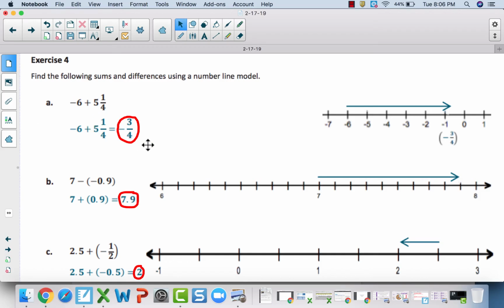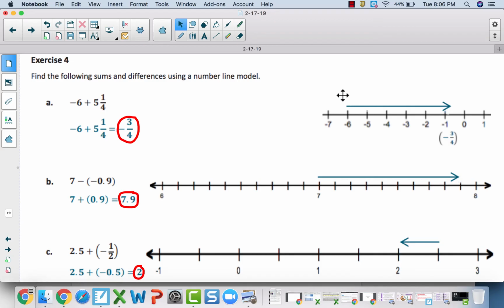Now, A, you should have got -3 1/4. I know that my answer is negative because my negative is further from 0 than my positive here. And really, you subtract. Now, on a number line, you would start at -6 if we're using the one vector approach, and you would move to the right 5 1/4. That ends up at -3 1/4.